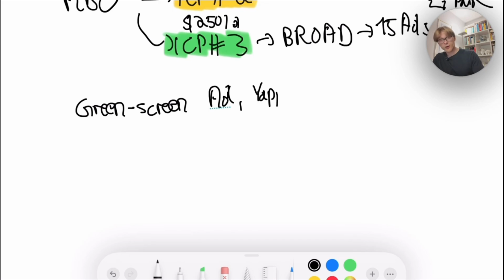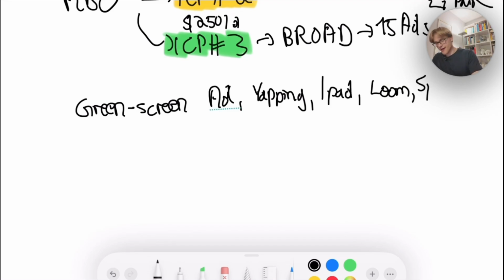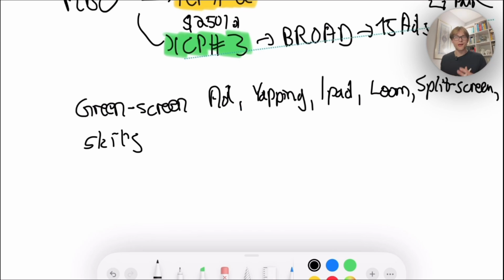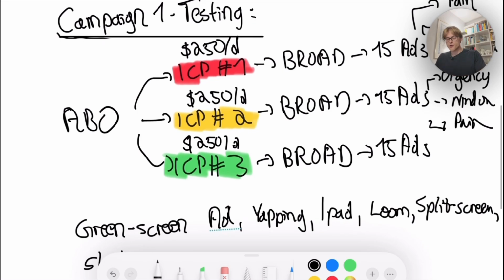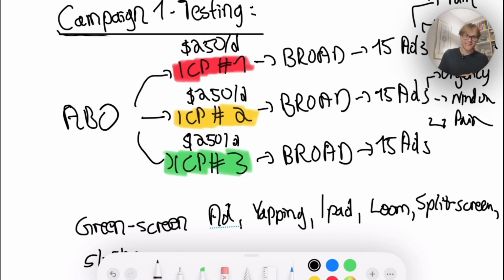Yapping style ads work very, very well. We also like iPad ads, so similar to this video here. We like Loom ads, then split screen ads, skit, a lot of different formats. You just want to mix formats. Why do we want to mix formats? Because we want to give Meta as much creative volume as possible here, and you want to mix angles. So pain, desire, condition, urgency, window, pain, but within the ad set, okay?